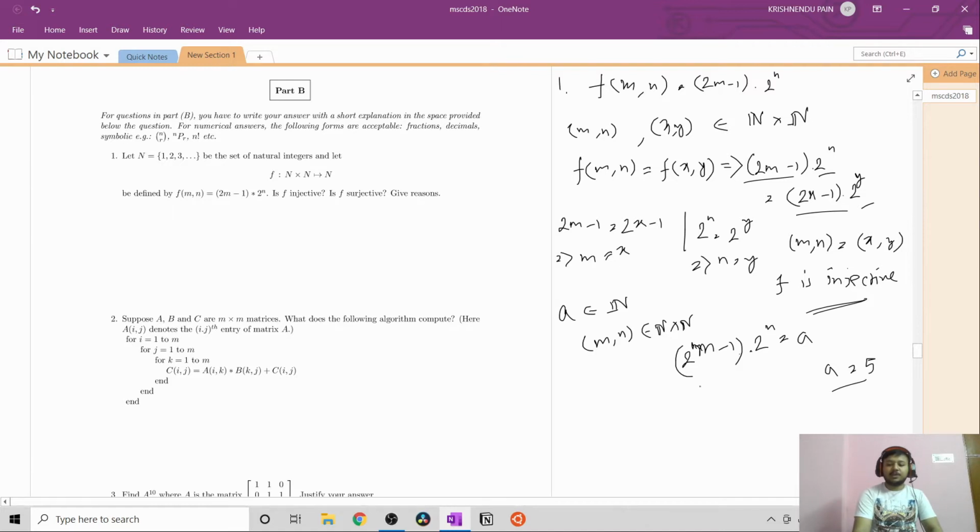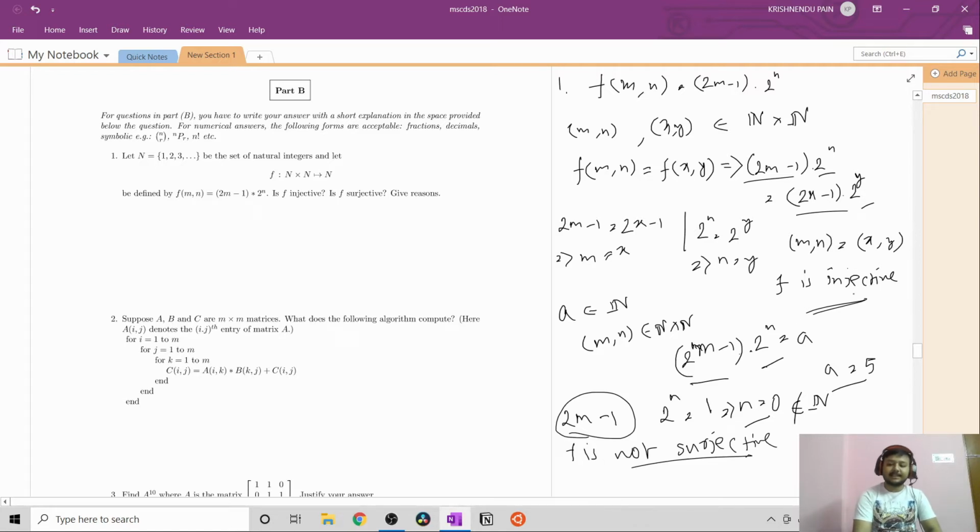For a to be equal to such a term, if it is an odd integer, then this part is odd and this part is even. So for a to be an odd integer, we have to equate 2m minus 1 with a, so this odd part can be 2m minus 1, and this 2 to the power n part should be 1. But 2 to the power n equal to 1 means n is equal to 0. But 0 does not belong to the set of natural integers. So f is not surjective. So the answer is f is injective but f is not surjective.